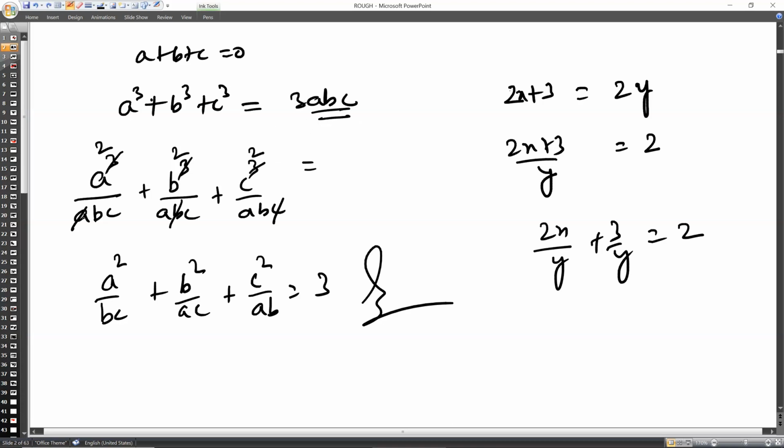And now this cube and a cube is here, and this is a. So a cube when divided by abc, a and a will get cancelled, and you will get a square upon bc. Got it now? Yes. Copy this one, then we shall be moving to the next question.